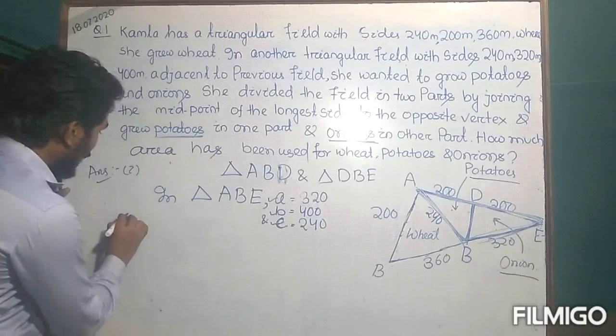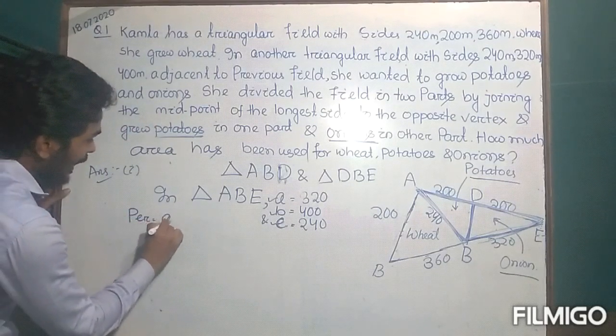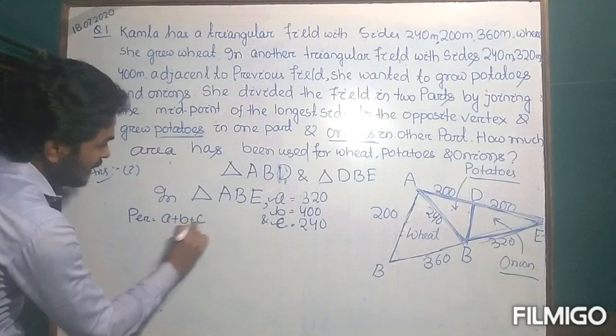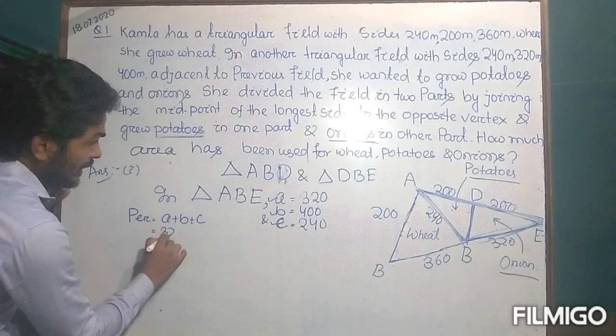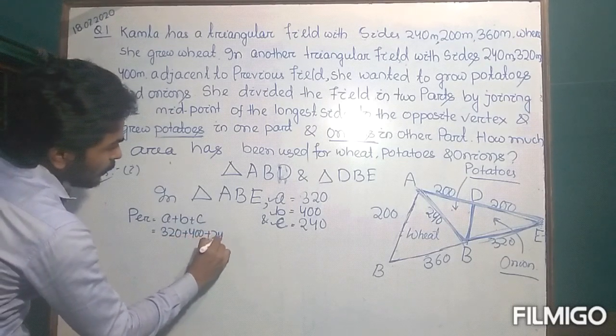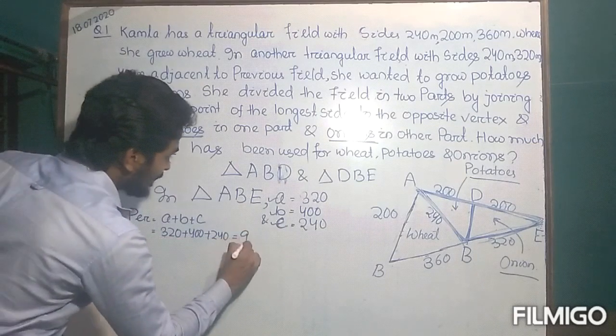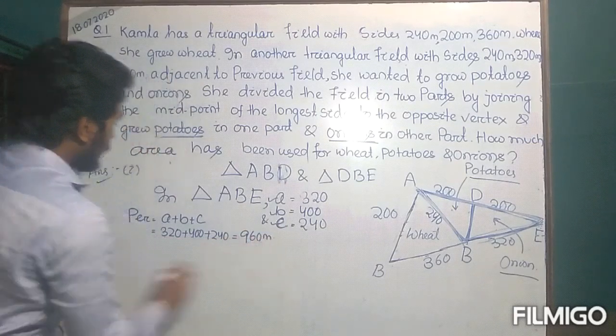Now we have to find the perimeter. Perimeter is A plus B plus C. So 320 plus 400 plus 240, so it is 960 meter. So perimeter is found out.